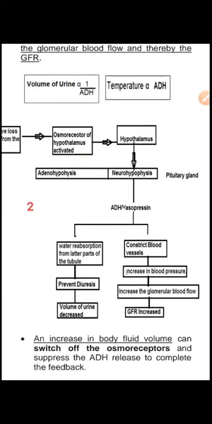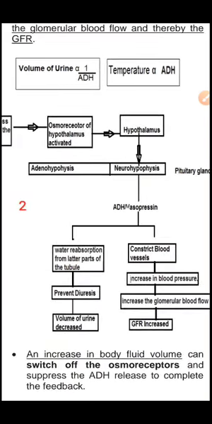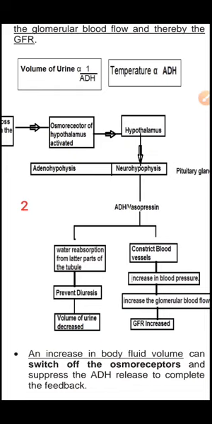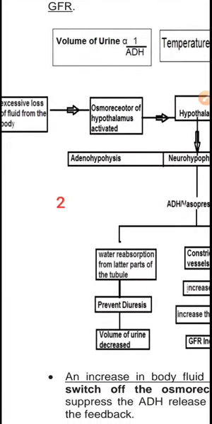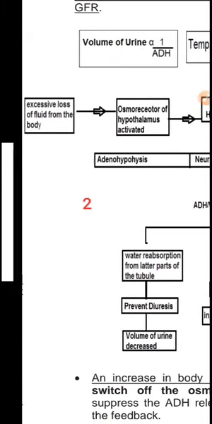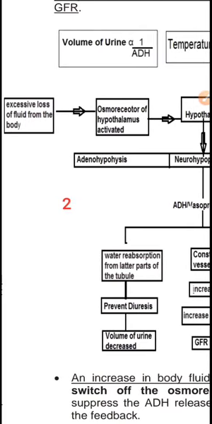That is, loss of water from the body is prevented by the hypothalamus by secretion of ADH. See, when excessive loss of fluid from the body is taking place, that means more urine is formed, then the osmoreceptors in the hypothalamus. What are osmoreceptors? Osmoreceptors are the sensory receptors in the hypothalamus which can detect the changes in osmotic pressure, that means the changes in water level.